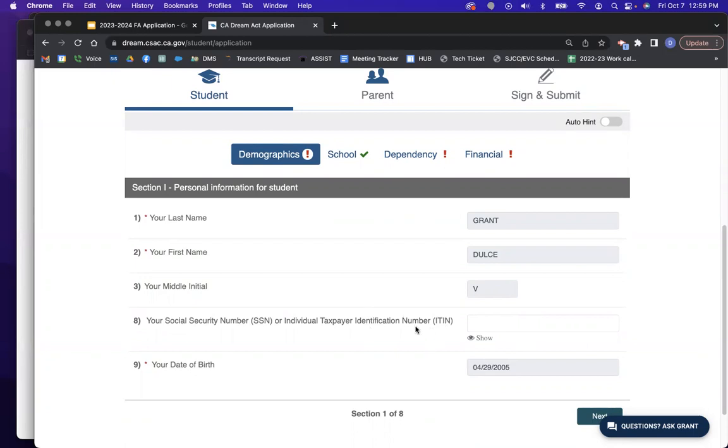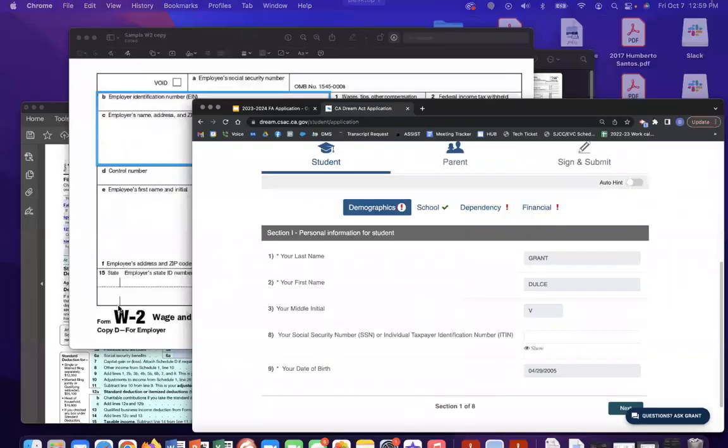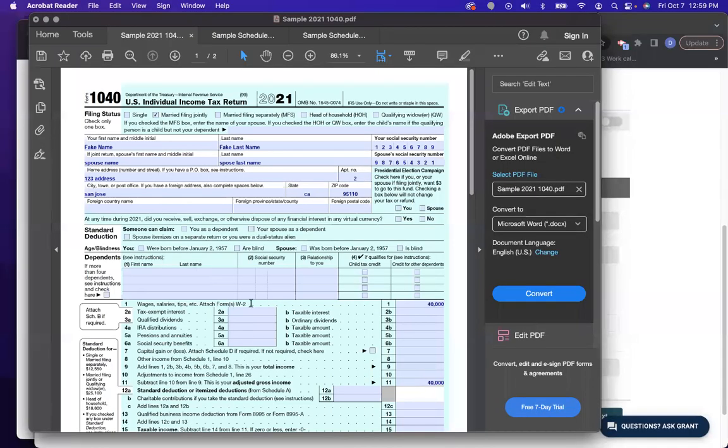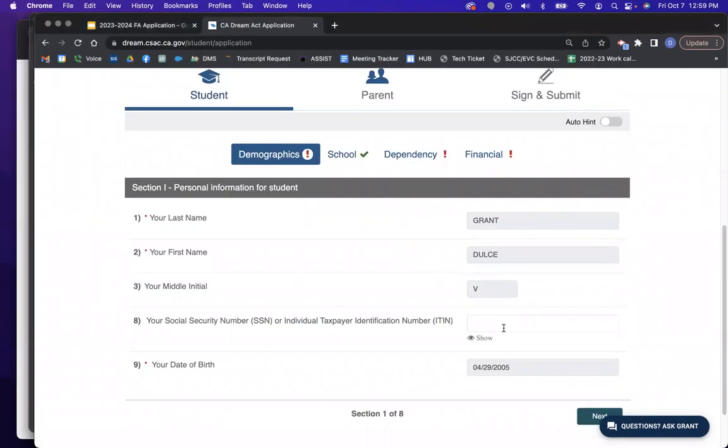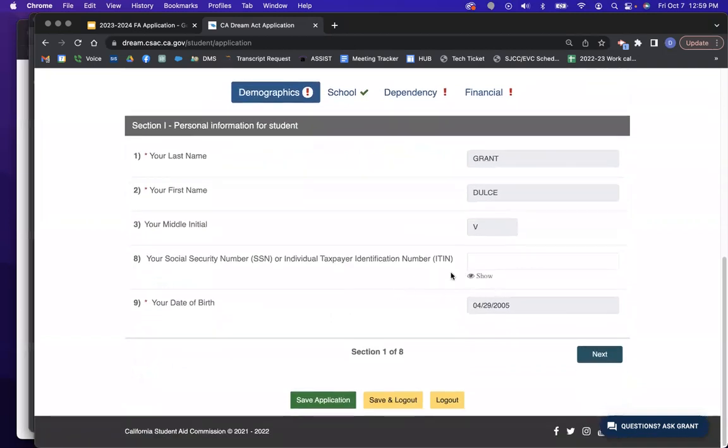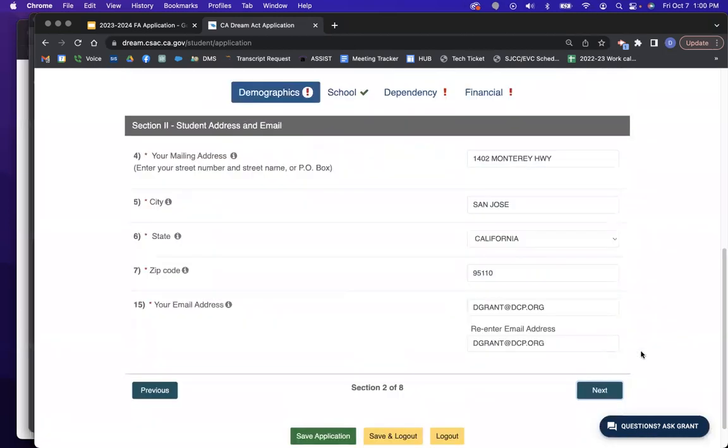And if you don't know what your ITIN number is, you can usually go to your parents' taxes and then find your name, and then it'll have a number listed under social security. And that will be your ITIN number. Okay. So then you could put it on here. For the purposes of this sample, I'm going to leave it blank.